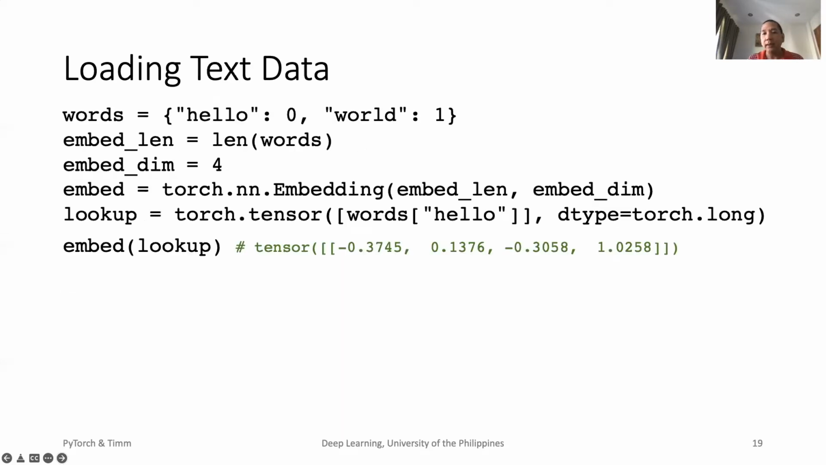Loading text as input data requires some hack. Since models understand numbers only, text must be converted into numerical format. One commonly used method is to index a word. The integer index represents the word. For example, in this case, 0 is hello and 1 is world. Then we use torch embedding to convert this integer number into a vector.